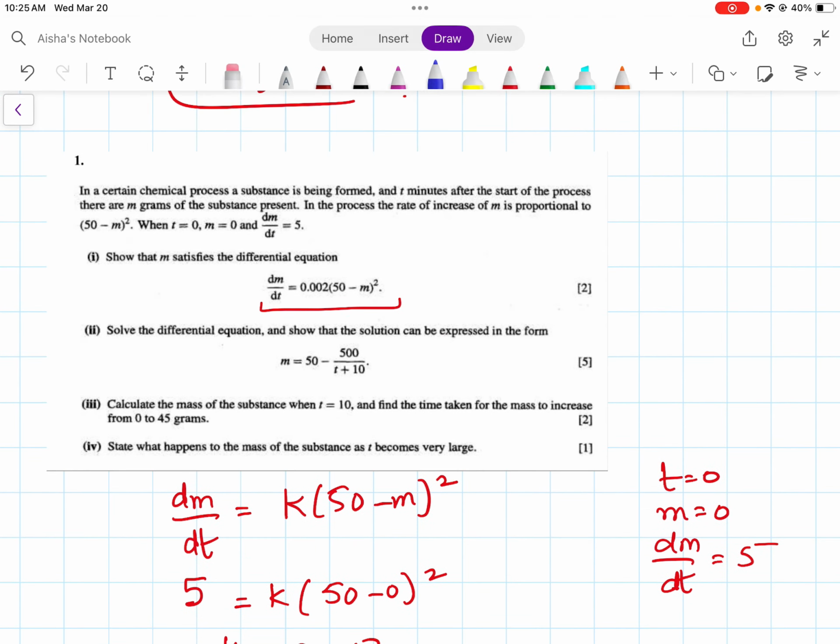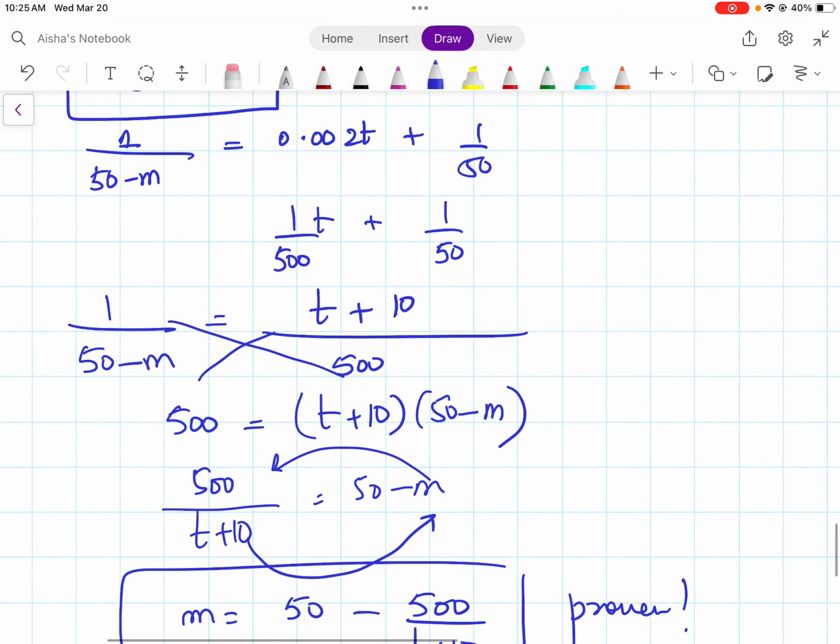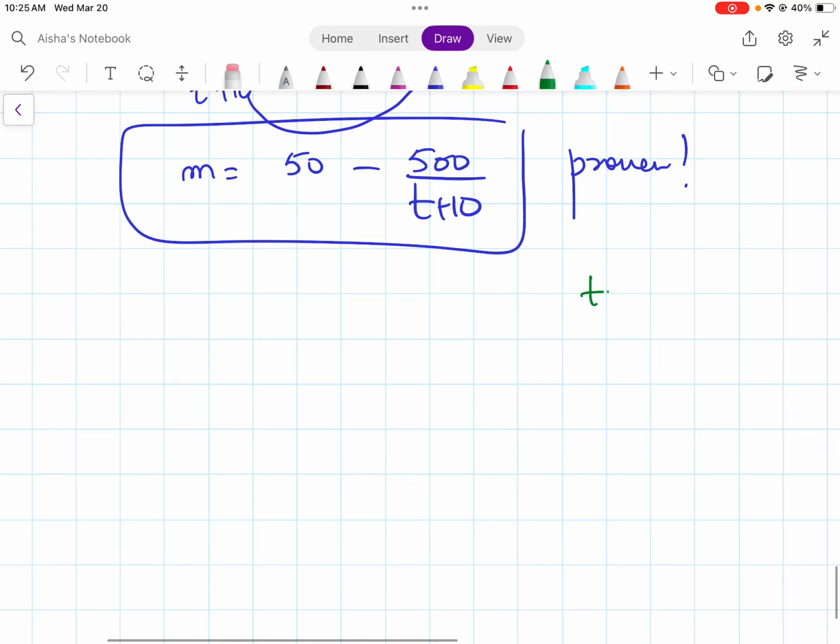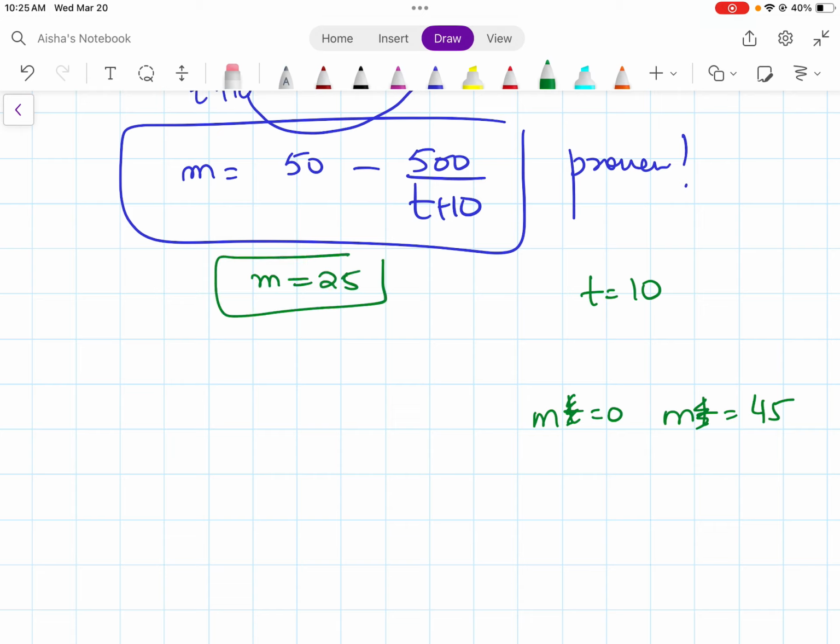Now calculate the mass when t is 10 and find the time taken for the mass to increase from 0 to 45. Mass, when t is 10, is 50 minus 500 upon 10 plus 10, which is 20. So mass is 25 and t is 10.